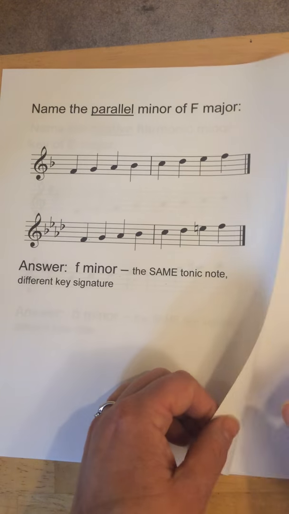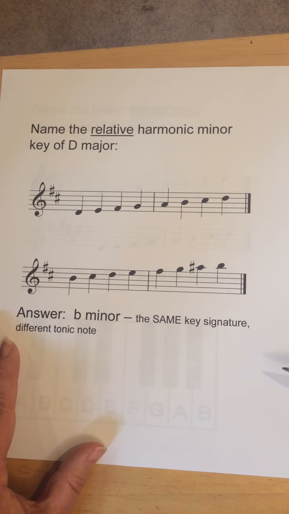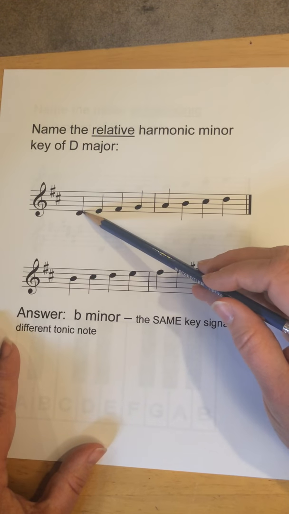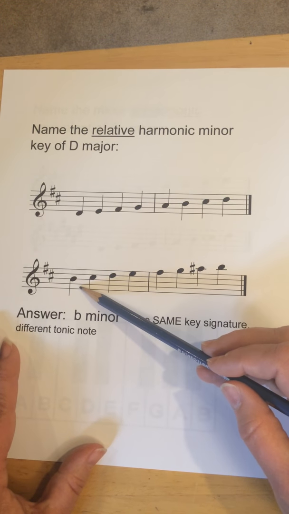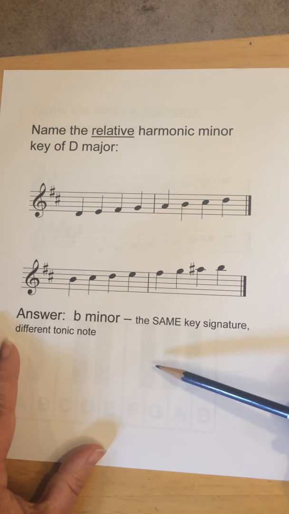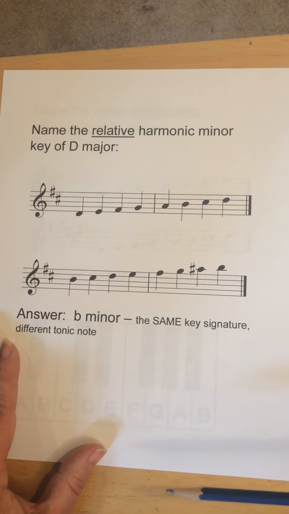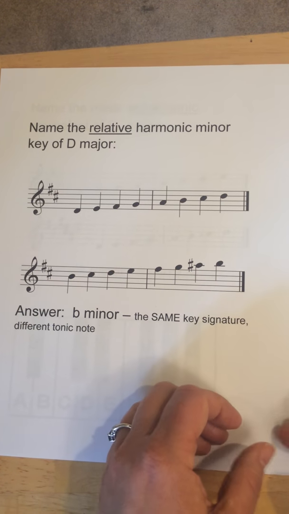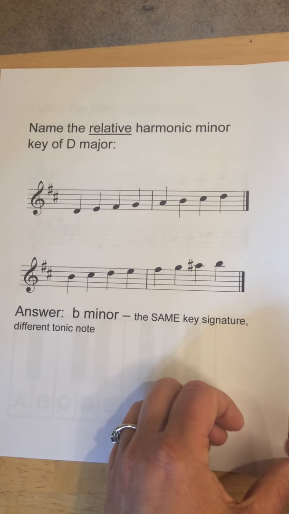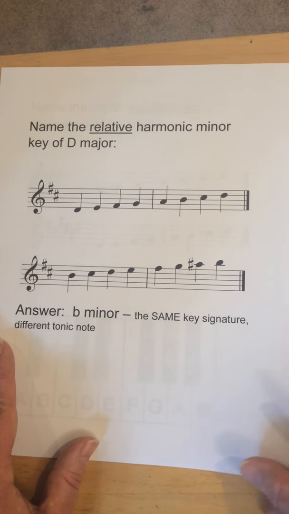Okay. Now we wanted to name the relative harmonic minor of D major. D major has 2 sharps, and B minor, its relative, has 2 sharps. Again, they do not share the same tonic. They are relative. They share the same key signature, but a different tonic note. Okay? We can talk more about relative minors and majors in my other talk about that.